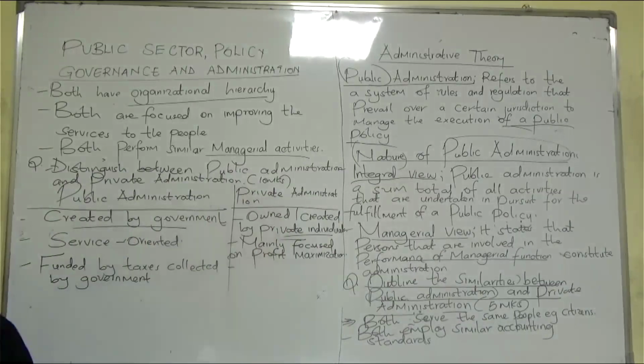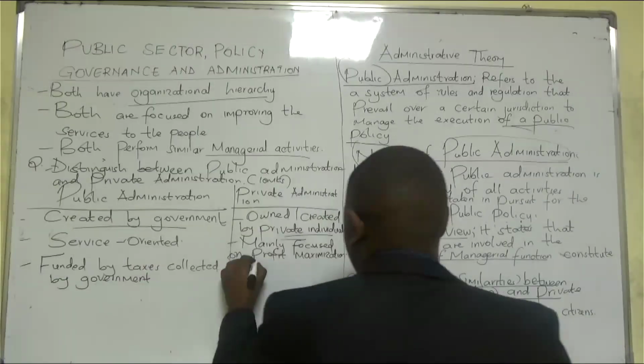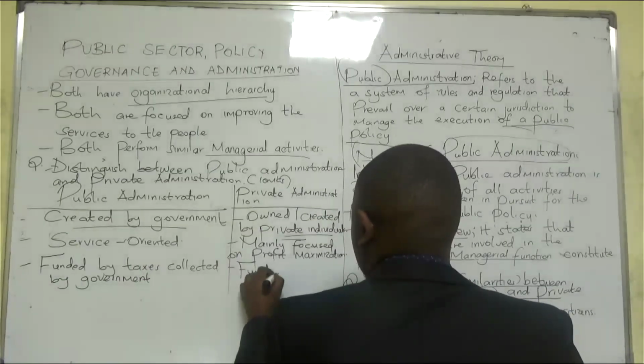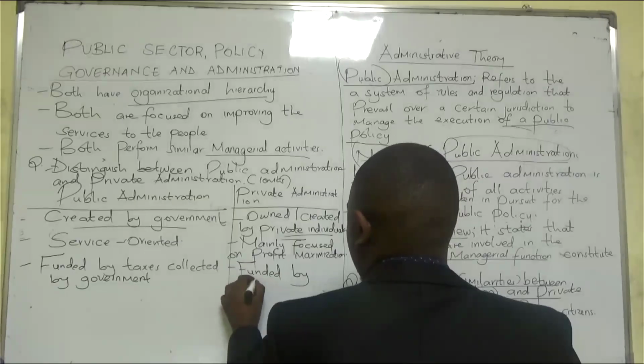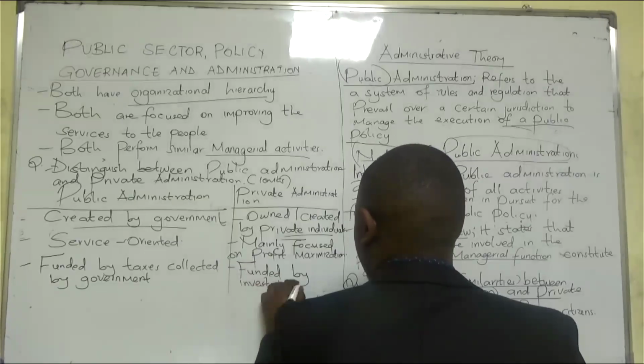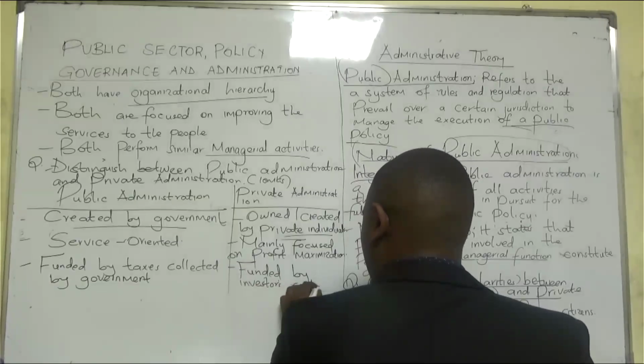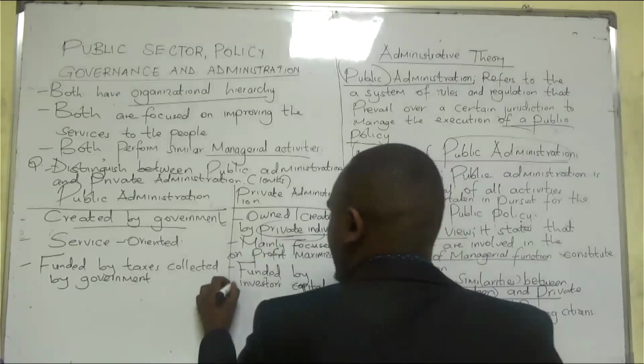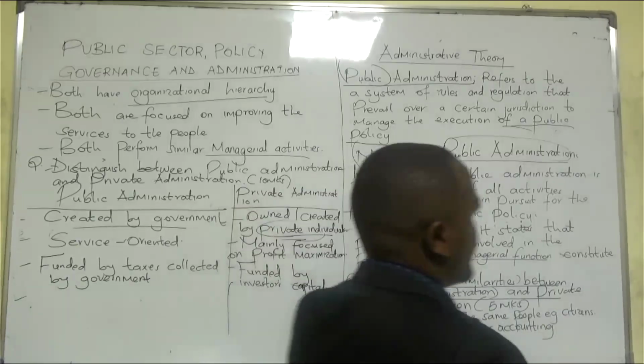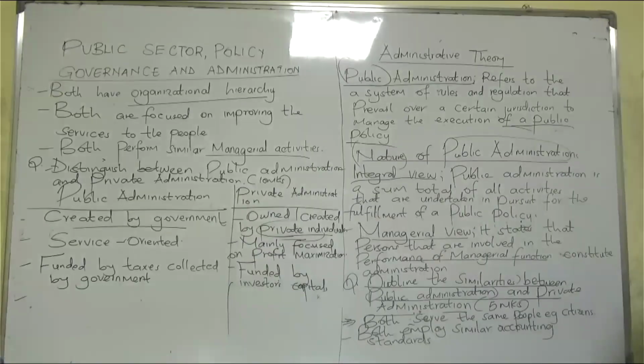What about for the private administration? If you decide that you want to go back to your private company, then it is funded by the investors' capital or your own capital. That is the word: funded by investors' capital. And when you talk of the investors' capital, it's basically the private persons. The Constitution sets out its formation.